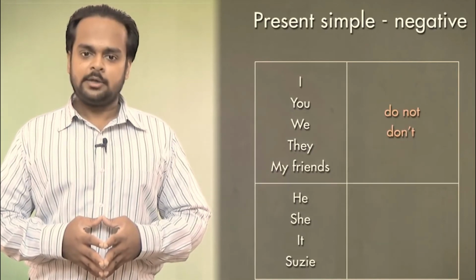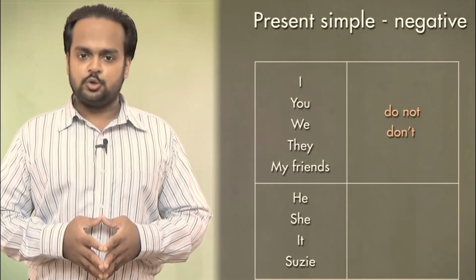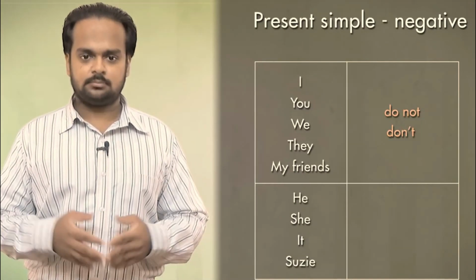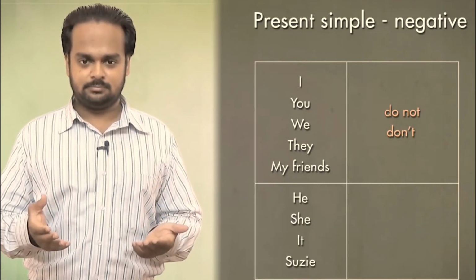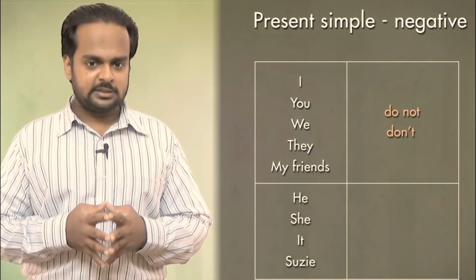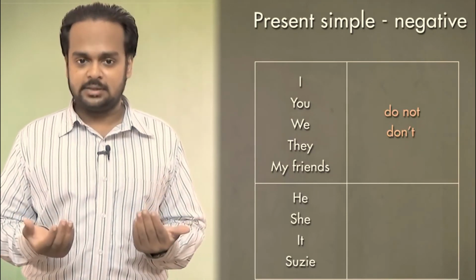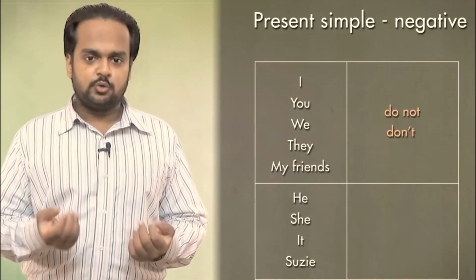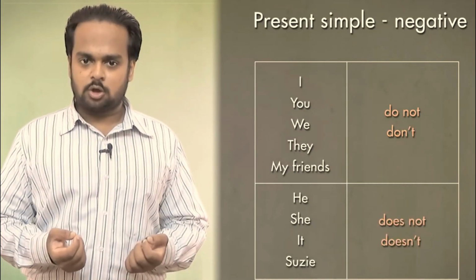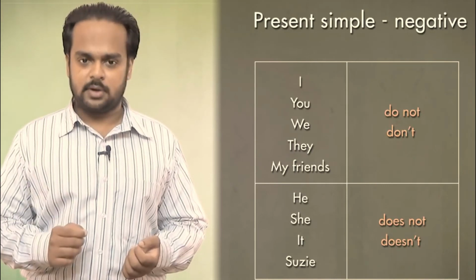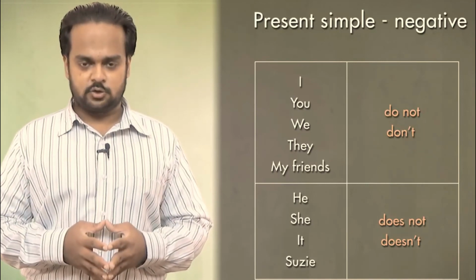Alright, the subjects I, you, we, they, and all plurals are straightforward. You just put do not or don't in front of the verb. I don't play chess, you don't play chess, my friends don't play chess, etc. But for he, she, it, or any singular noun, remember you must add S to the verb. But where do you add the S? Well, you add it to the helping verb, do. So for these subjects, does not, shortened to doesn't, is used to make the negative. He doesn't play chess, she doesn't play chess, Susie doesn't play chess, etc.